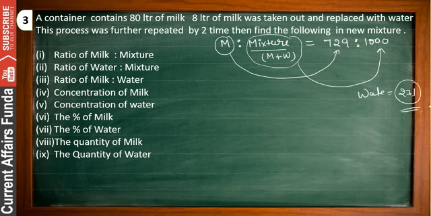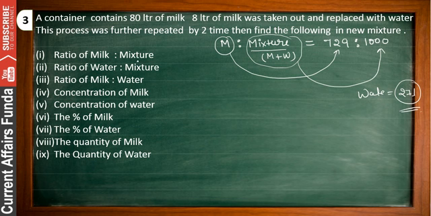Fine, because if 1000 liter is the total mixture capacity and 729 is the milk, then we can say 271 will be the water here. So if the mixture quantity is 1000 and milk is 729, how much will the water be? 271. Fine. So right now evaluate all these questions here.